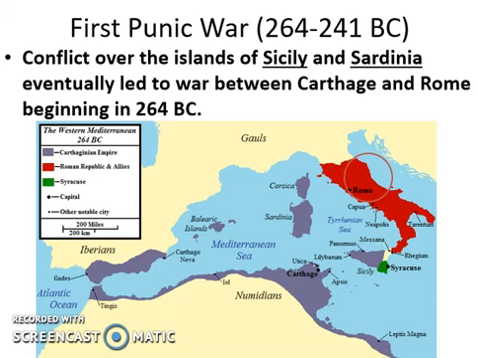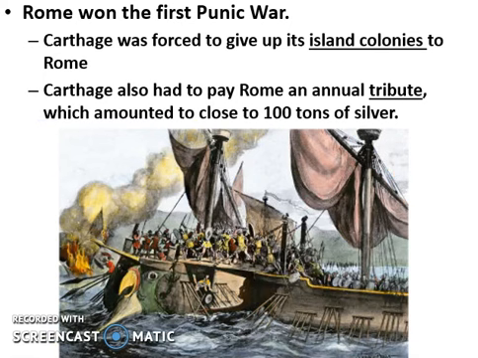So this leads us to the First Punic War. The First Punic War is fought between Carthage and Rome over the islands. Rome wins the First Punic War. Carthage, in the end, is forced to give up its island colonies to Rome, and Carthage also had to pay Rome an annual tribute. Annual means yearly. Tribute, we're talking money. This is going to be the amount of 100 tons of silver, which is a significant amount. So every year, Carthage had to pay Rome money, and they had to give up their islands. This was the outcome of the First Punic War.